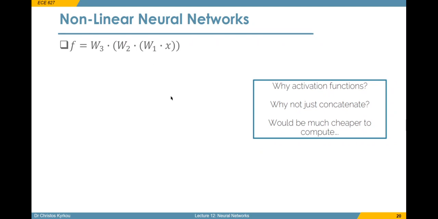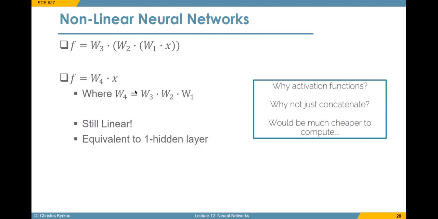If we analyze this, we see that if we multiply all the weights together, we get a new weight matrix, which makes the multi-layer linear neural network just a neural network with one hidden layer. So we basically fail to exploit the multiple layers when we don't have activation functions. That's another reason why we do need to have non-linearities in our neural networks.